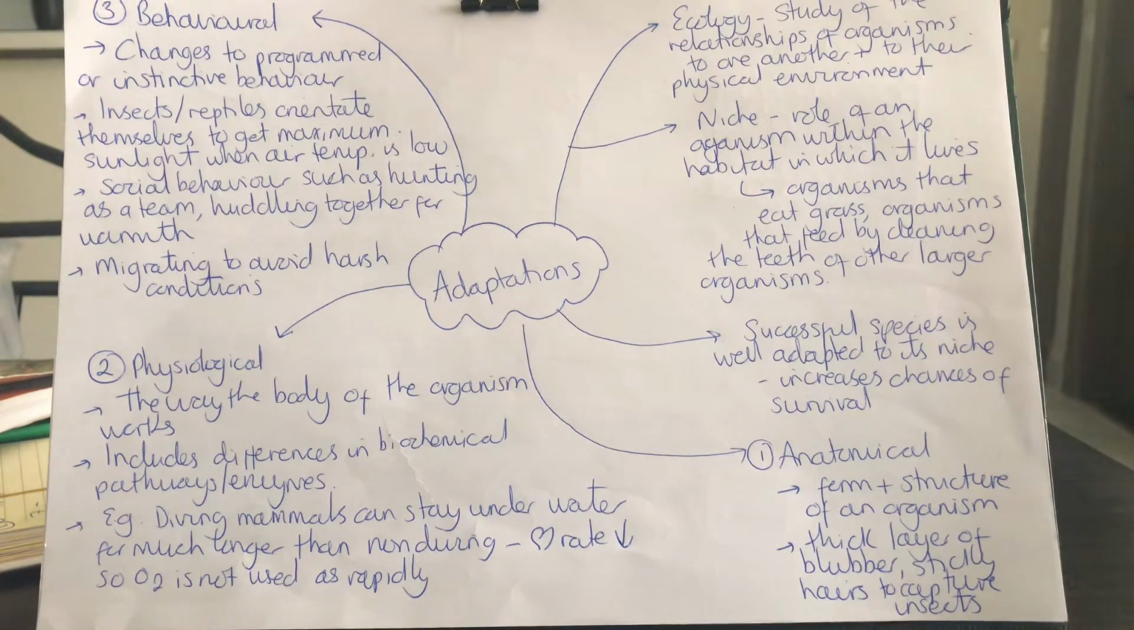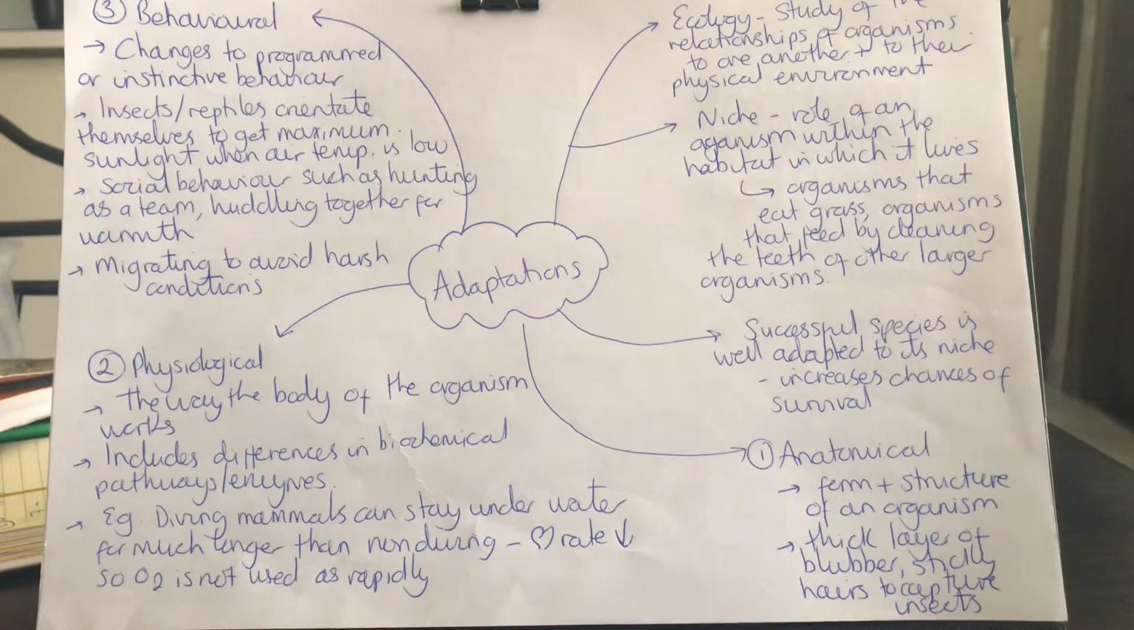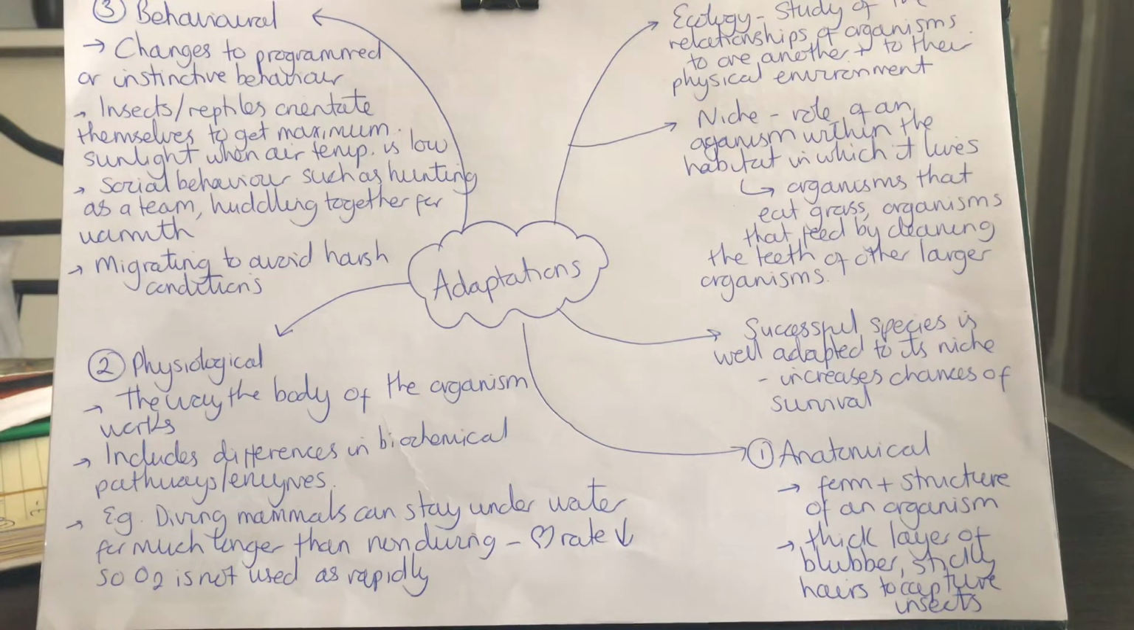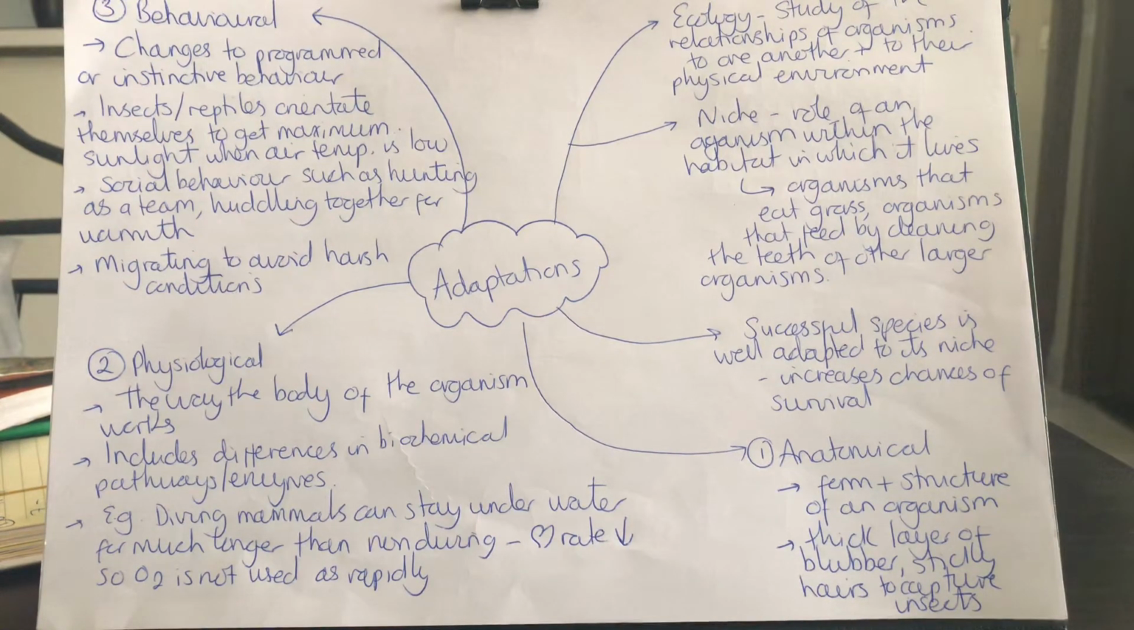So organisms that feed by cleaning the teeth of other larger organisms. And you can categorise them up, the niches, into things that they eat, which are the examples I've given you, or the particular bits in which they live. So, in a habitat, organisms could live within a pond or a tree. So you can kind of base it on habitats or eating habits or behavioural habits. But that's what a niche is. And a successful species is well adapted to its niche because that increases its chances of survival, increases its chance of breeding, increases its chances of passing on its genes and its adaptations onto the next generation.